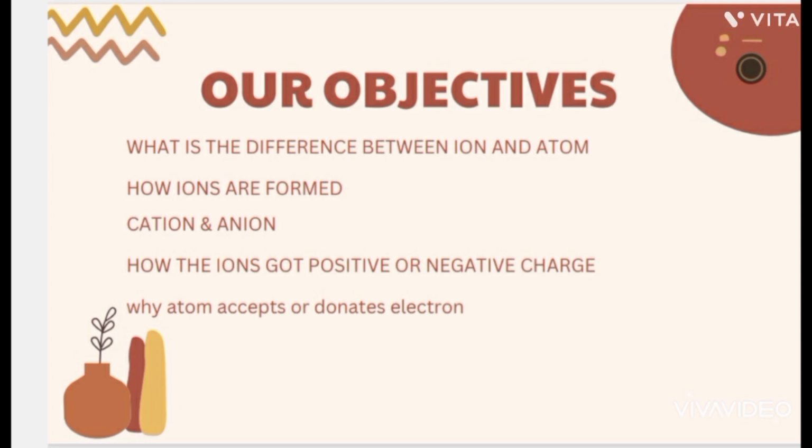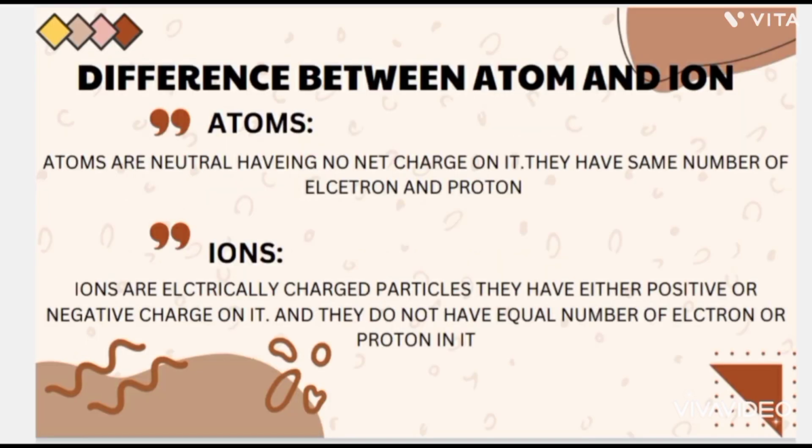As we said, ions are charged particles. And at last, we will discuss why atoms accept or donate electrons. So now we will discuss the difference between atom and ion.